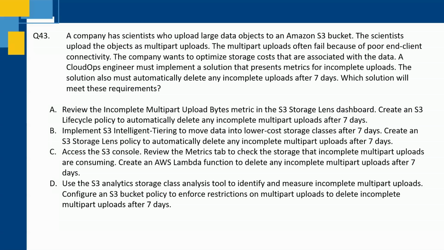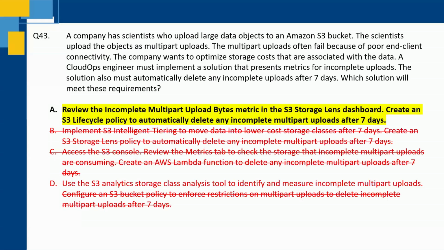Now, folks, Amazon S3 Storage Lens provides the incomplete multi-part upload bytes metric, which shows storage consumed by parts of failed uploads. This satisfies the requirement for visibility into incomplete uploads. So let's rule out option C and option D, which don't include S3 Storage Lens as part of the solution. Now, Amazon S3 lifecycle policies allow you to specify an action to abort incomplete multi-part uploads after a certain number of days. In this case, you configure it for 7 days, which automatically removes failed or abandoned parts and reduces costs.